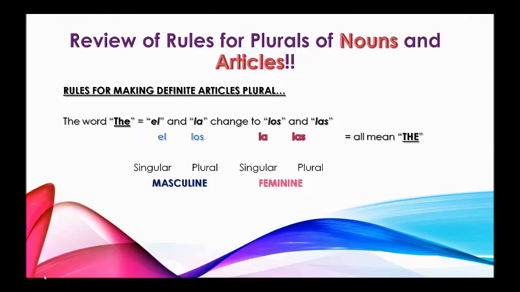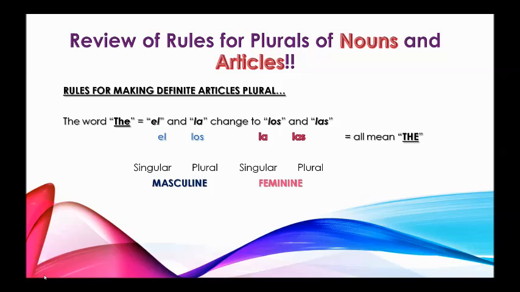First, we're going to review the rules for how to make nouns and articles plural, because if you can remember how to do that, because we have already learned that, then this is going to be a whole lot easier for you. So first, I want to review how you make the definite articles plural. And definite articles, if you remember, are called definite articles because they mean the. It's a specific article. Someone's being specific when they use it.